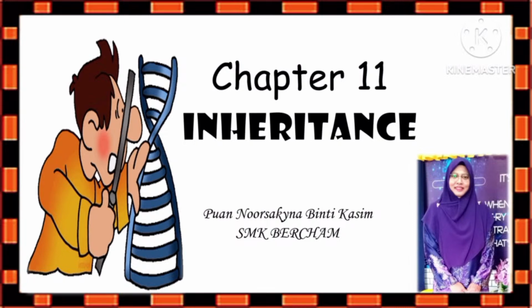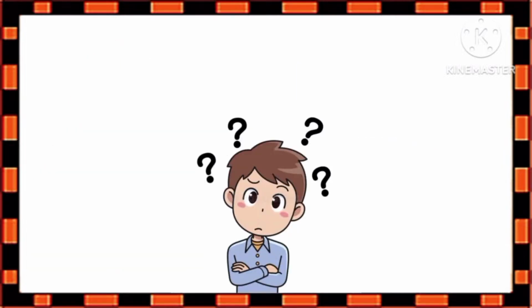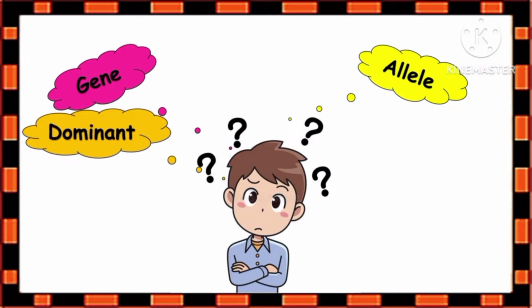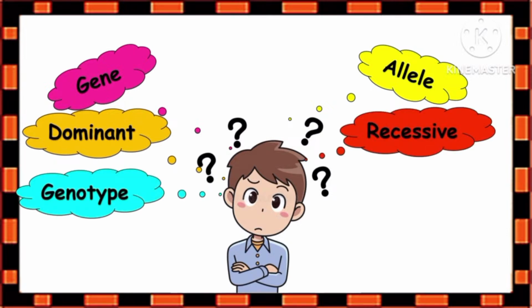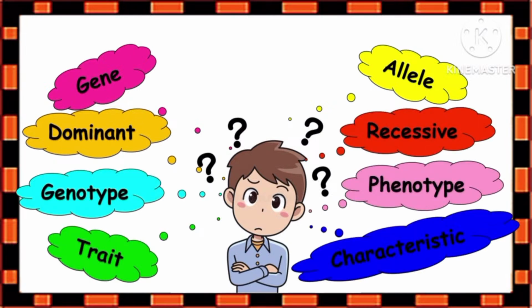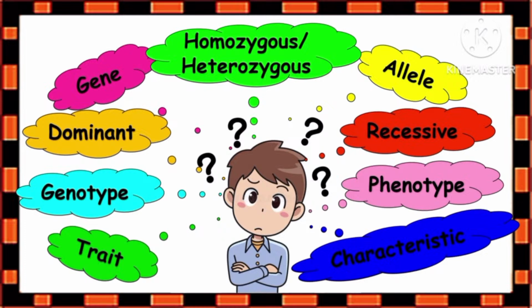Now we are going to revise Chapter 11. The topic is Inheritance. With me, Puan Rosakina binti Kasim from SMK Berchap. In this chapter, you are going to meet many new terms, such as gene, allele, dominant, recessive, genotype, phenotype, trait, characteristic, homozygous and heterozygous. You should really understand the meaning of each term so that it will be easier for you to answer the questions in this chapter.